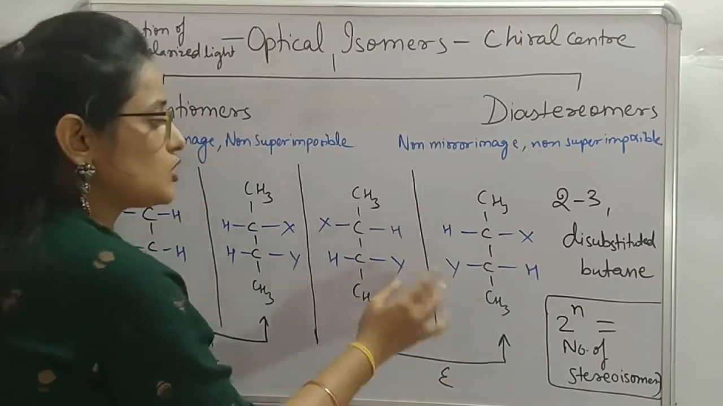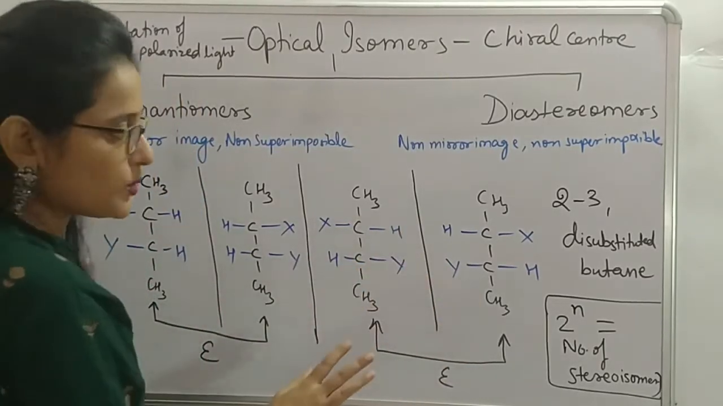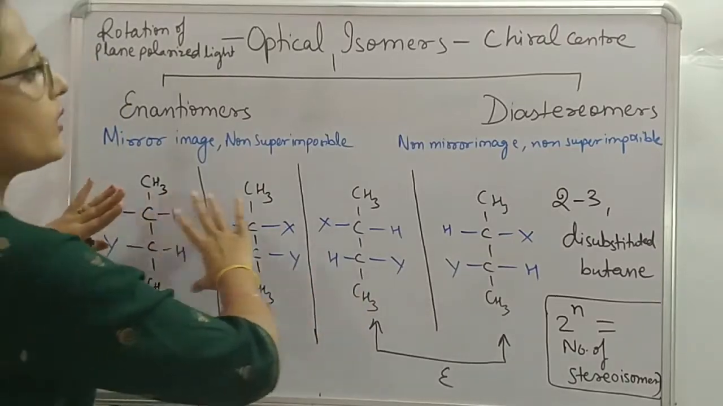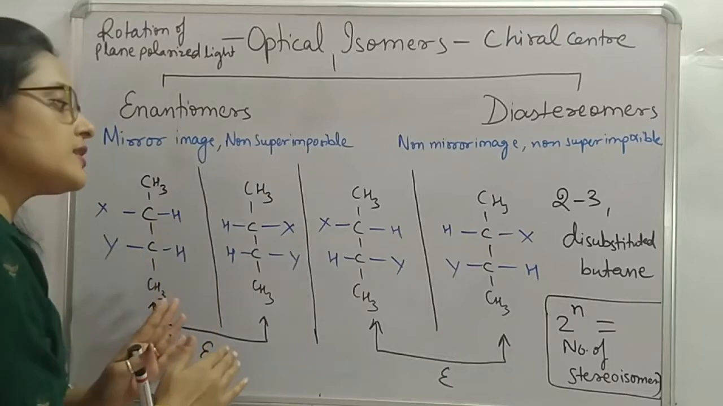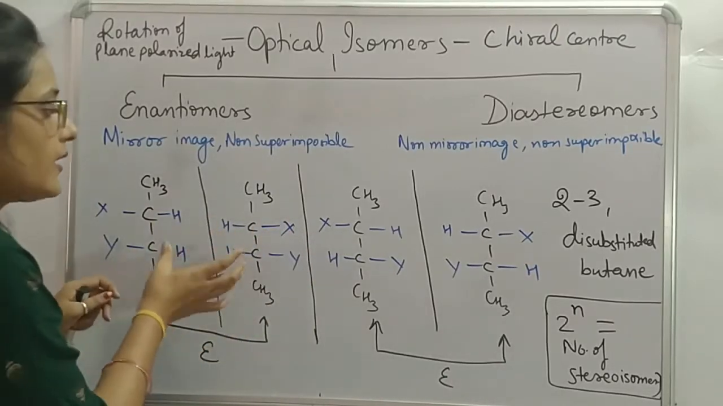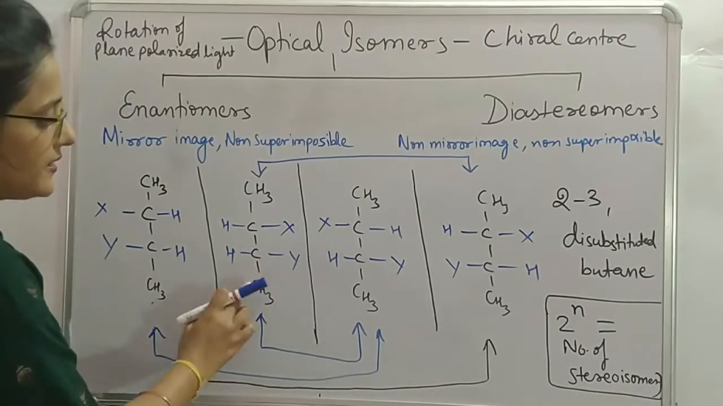These two are also enantiomers. You can see these two are mirror images and they are non-superimposable. So these are the four different forms of 2,3-disubstituted butane, and out of these four forms, two are enantiomers of each other. See over here, these two are the diastereomers.